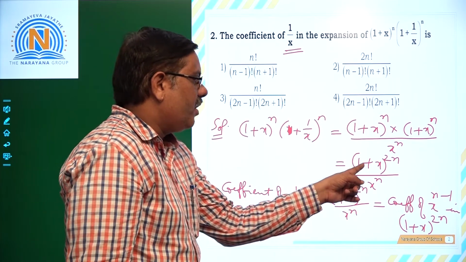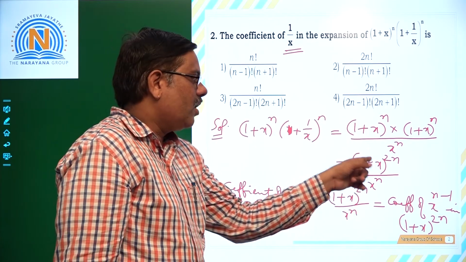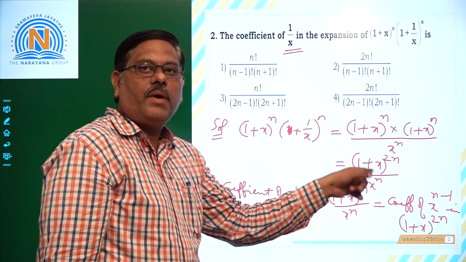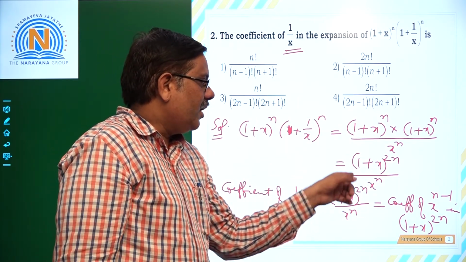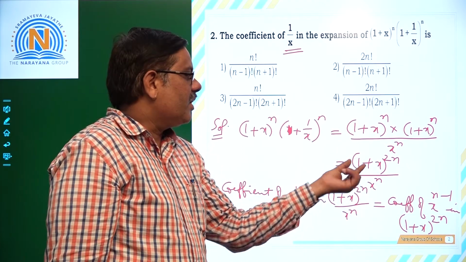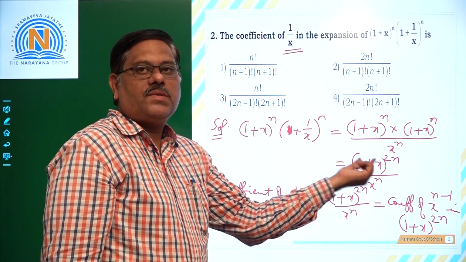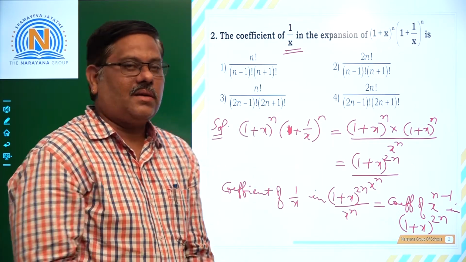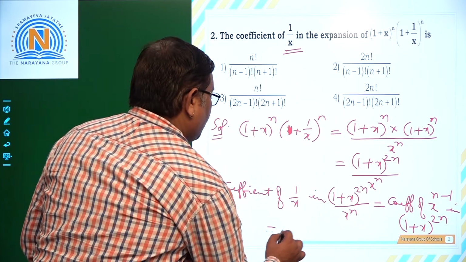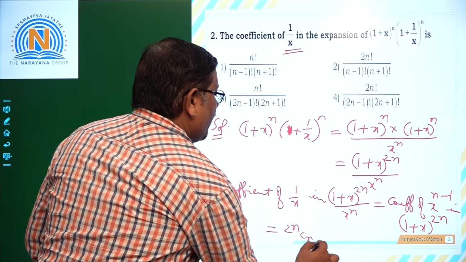Okay? In the numerator if you take x power n minus 1, that x power n minus 1 by x power n becomes x power minus 1, nothing but 1 by x. So rather than taking the entire given fraction, we can simply take the x power n minus 1 coefficient, the numerator part. That will give you the resultant answer. Now what is that? That is nothing but 2n C n minus 1.